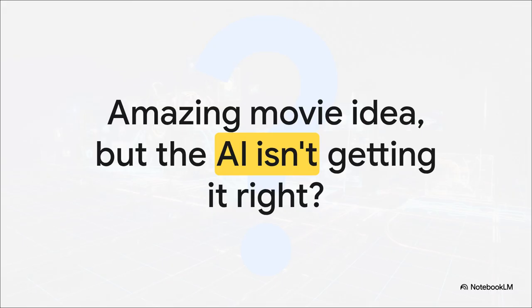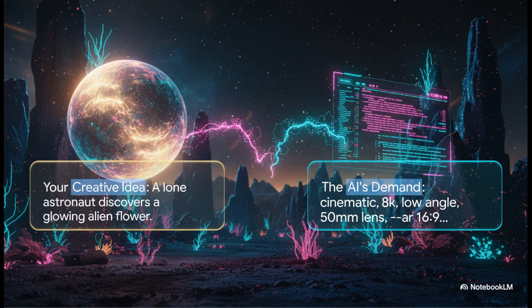It's so frustrating. You have this incredible vision, but trying to get the machine to actually see what you see, man, it can feel impossible. And this right here gets to the absolute heart of the problem. On the left, you've got this beautiful, simple idea. An astronaut finds a glowing flower. But look at the right. That is the crazy technical language the AI needs to make it happen. You're a storyteller, right? Not a software engineer. And that creative barrier is exactly what we're going to solve today.